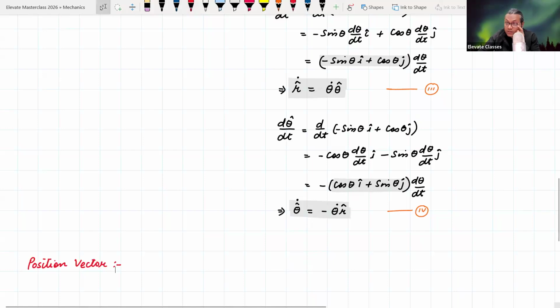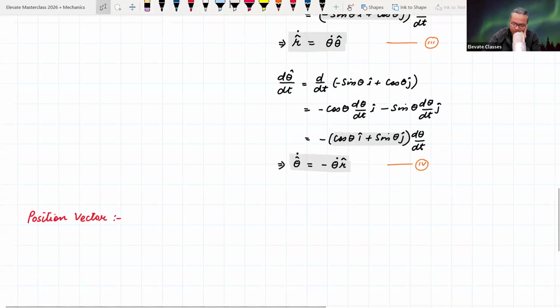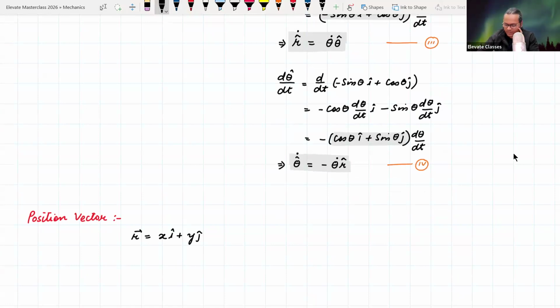Okay, I already told you that in Cartesian coordinates, the position vector is written in a very simple manner. It is r is equal to x i cap plus y j cap, in the xy plane. But what is x? x is equal to r cos theta i cap plus r sin theta j cap.